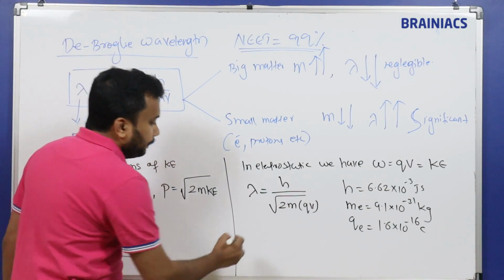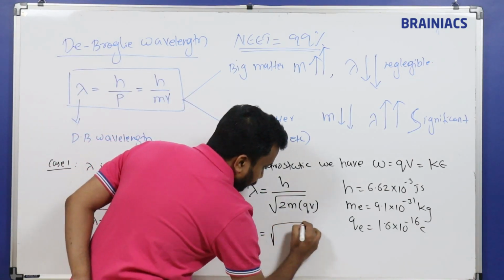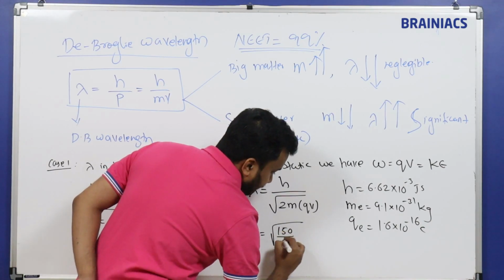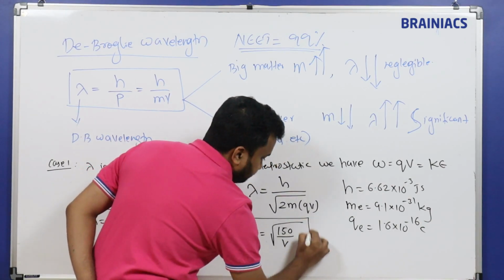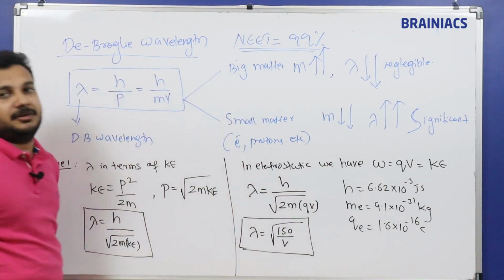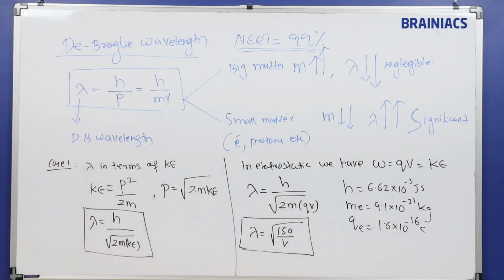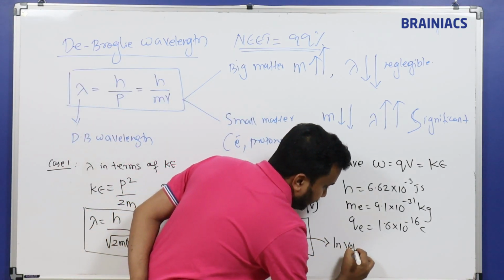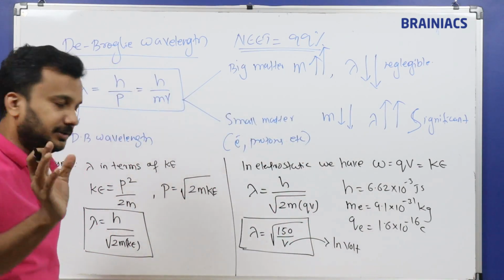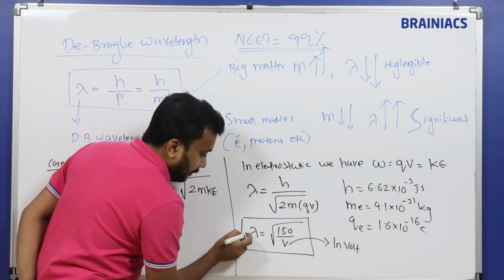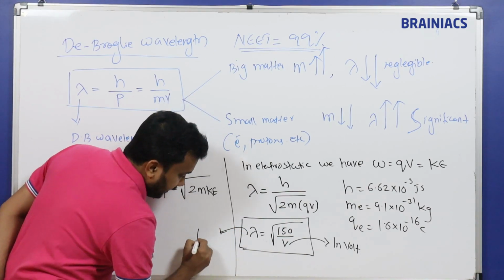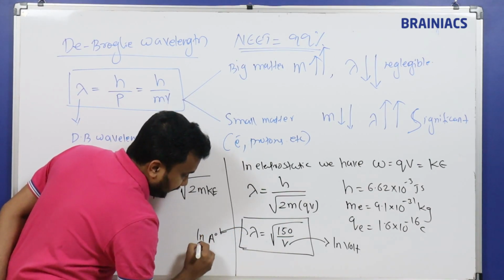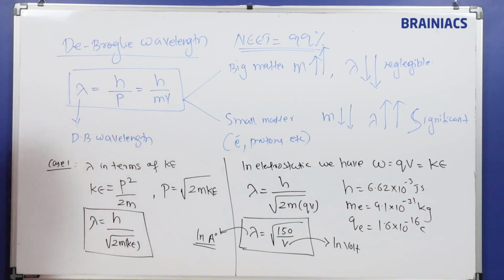If you substitute all these values, h, m for electrons, you will get lambda equal to root of 150 divided by the voltage. This is very important. 150 divided by voltage. Here the point is, if the voltage is given to you in volts, for example 1 volt is given, then you are calculating lambda. This value of lambda you are getting in angstrom. Very important.